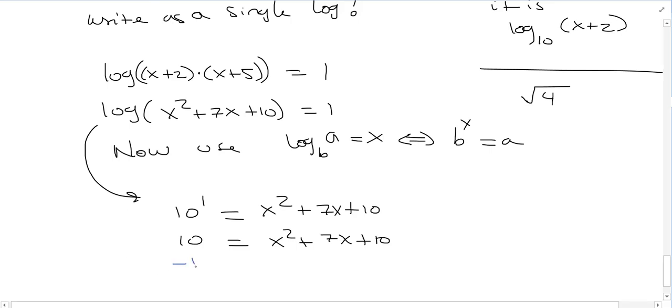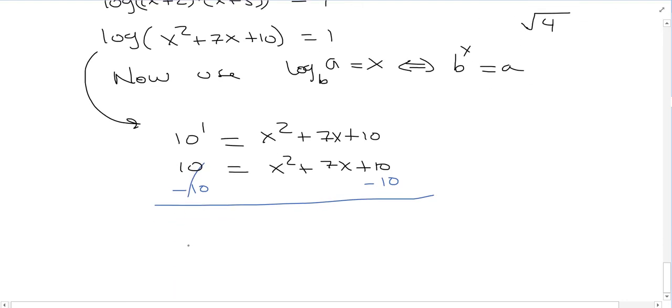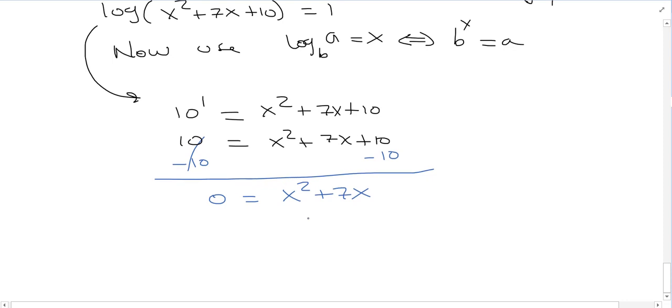And subtract 10 from both sides, right? I do have a quadratic, so I have to set it equal to 0 to solve. And so I have this equation. Then I have 0 equals x squared plus 7x. My font color didn't change. And now I factor out the x. So either x is 0 or x is negative 7.